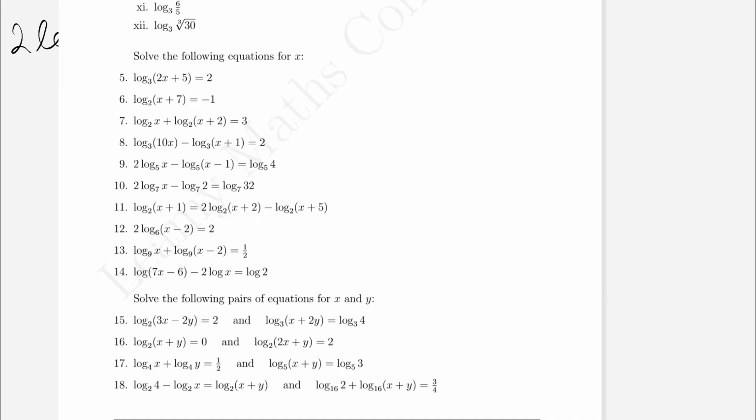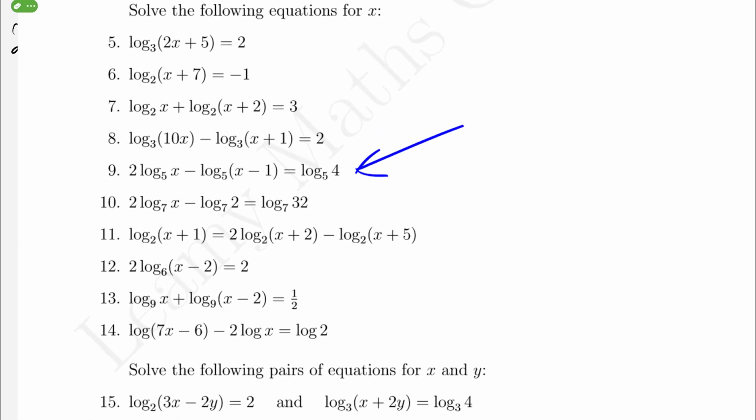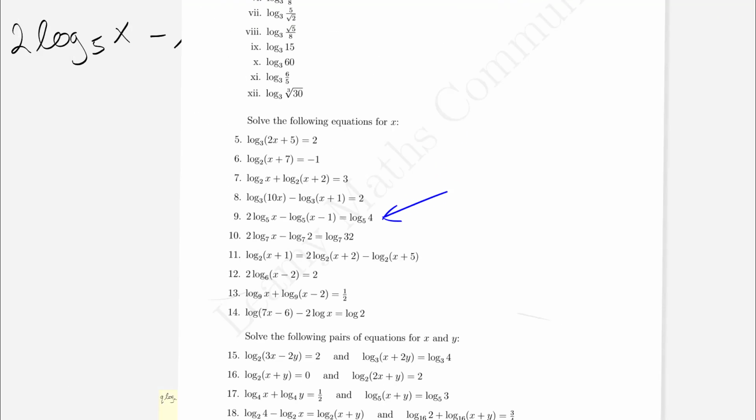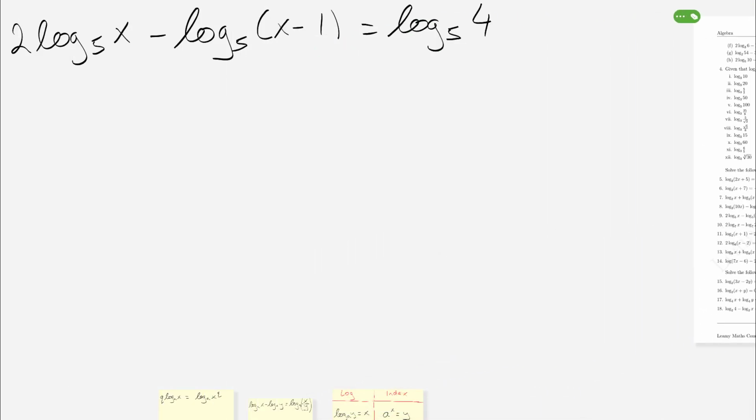Okay, one more example for you. This one, I'll do question 9 for you here. 2 log to the base 5 of x minus log to the base 5 of x minus 1 equals log to the base 5 of 4. So once again, I have it written here.